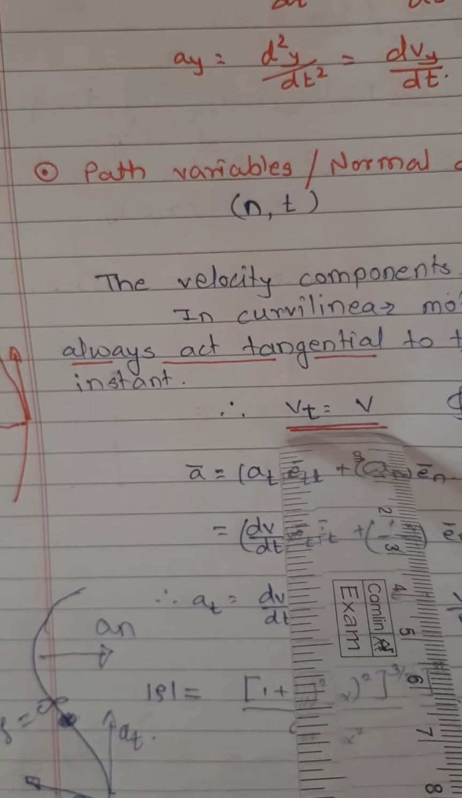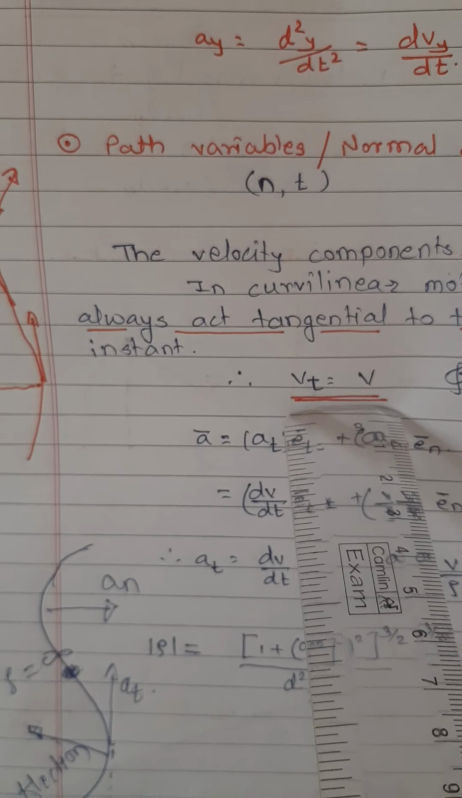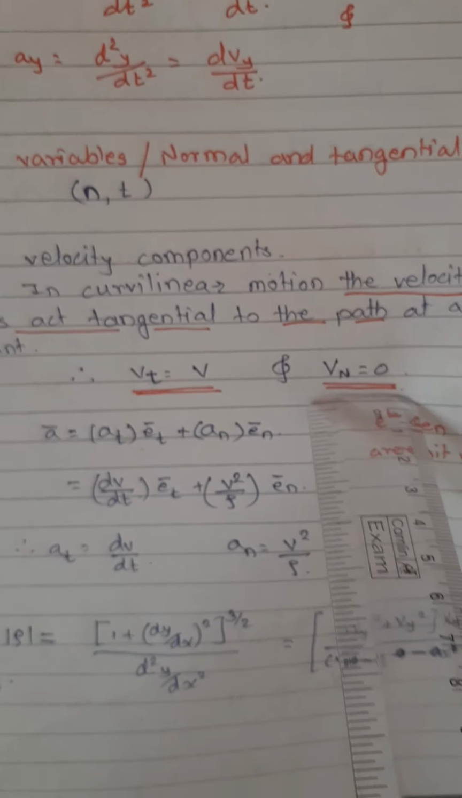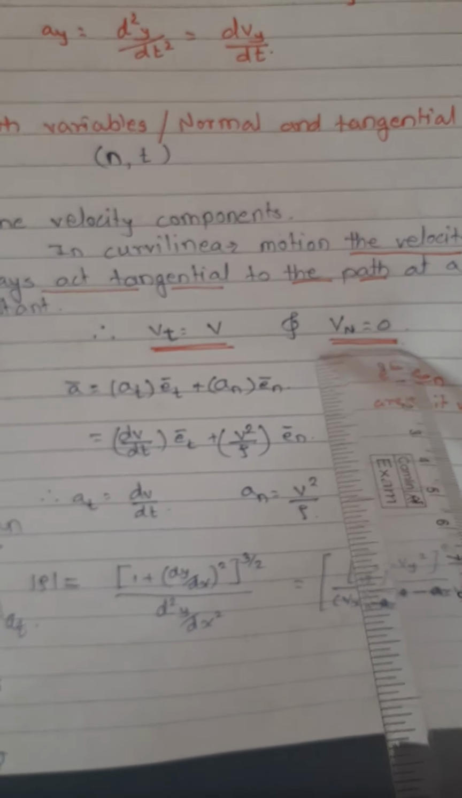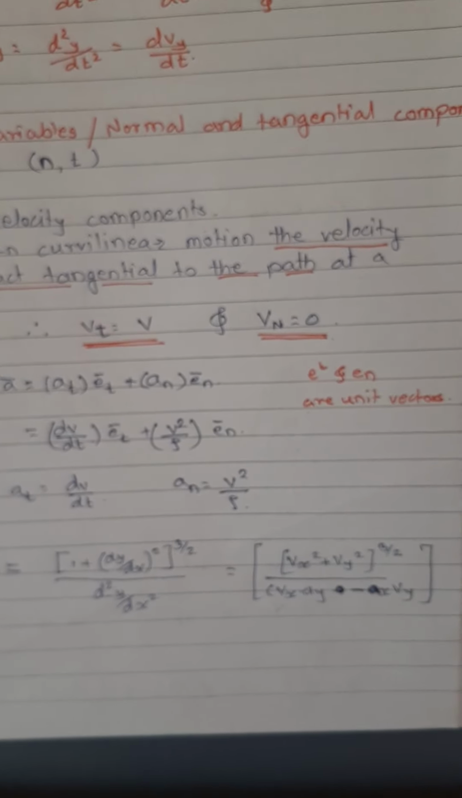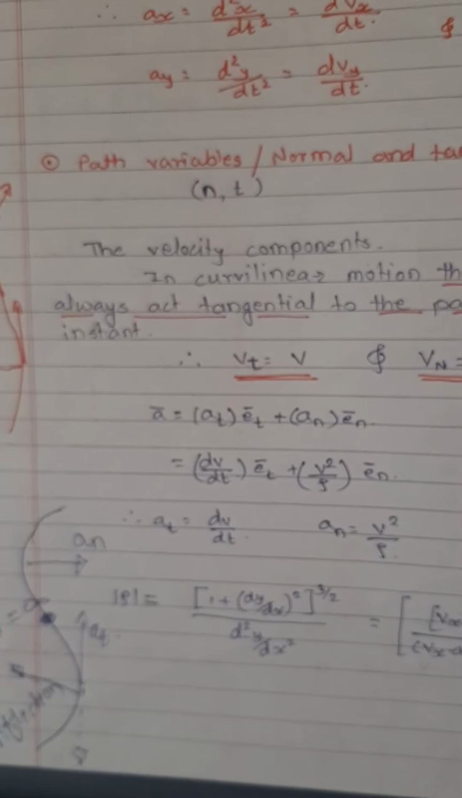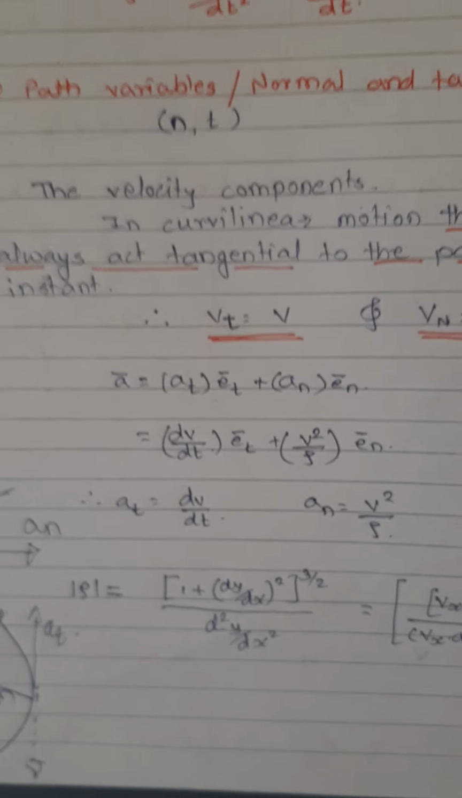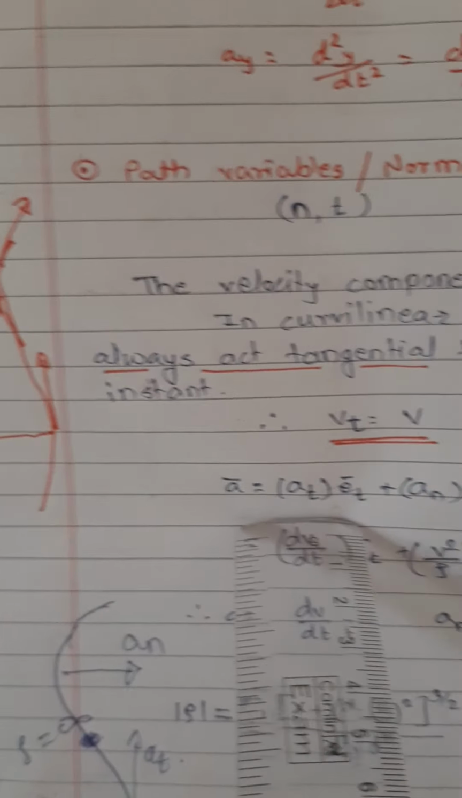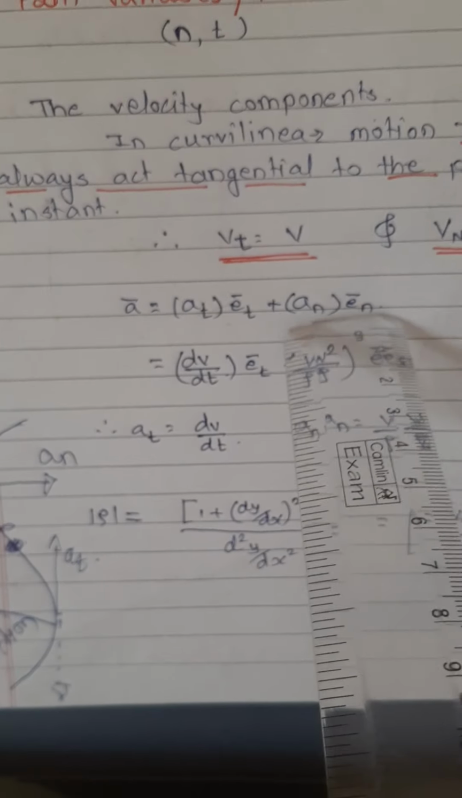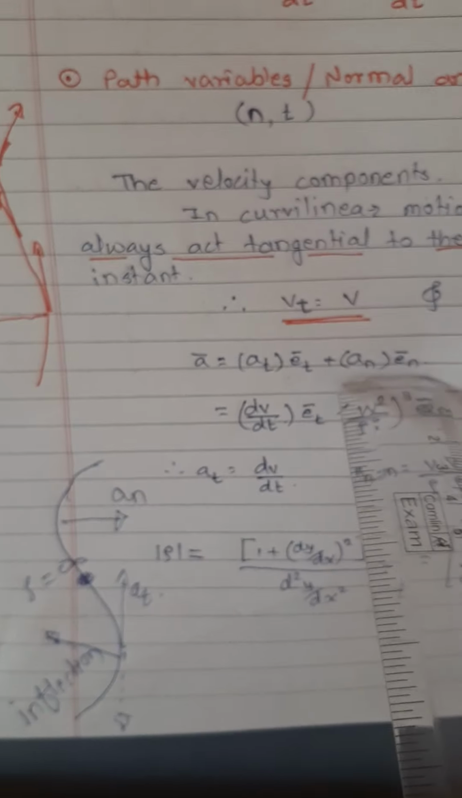Therefore, the tangential component of velocity is always equal to the magnitude of velocity, and the normal component of velocity is always equal to 0. Now, if we move on to finding the tangential and normal components of acceleration, as we said, a_t will be written as the tangential component of acceleration and a_n will be written as the normal component of acceleration.